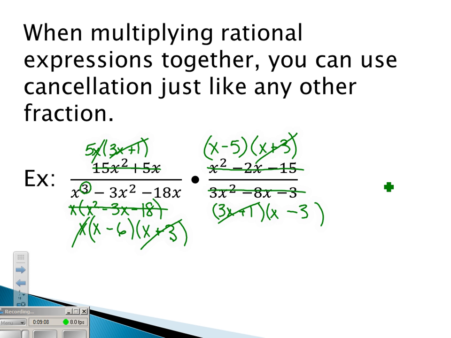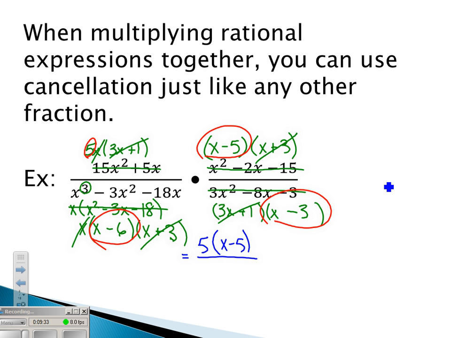So what I'm left with on top is a 5. I'm going to circle what's left. We still have this 5, and we have this. On the bottom, we have this term and this term. So all of those make up our end answer. So all in all, we have a 5 times x minus 5 and x minus 6 times x minus 3.